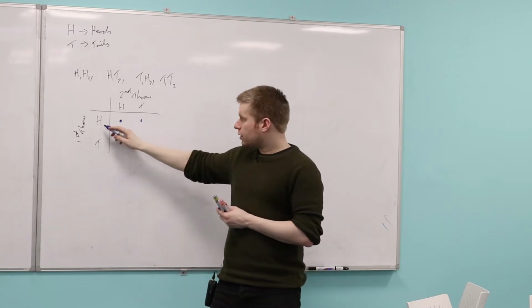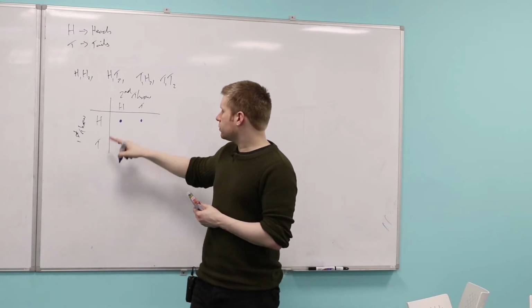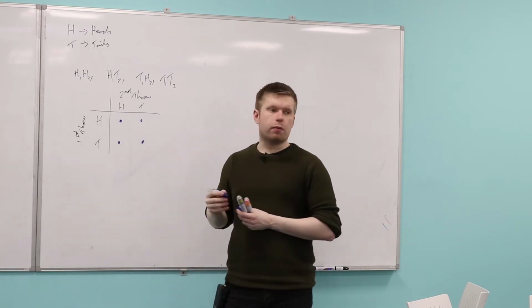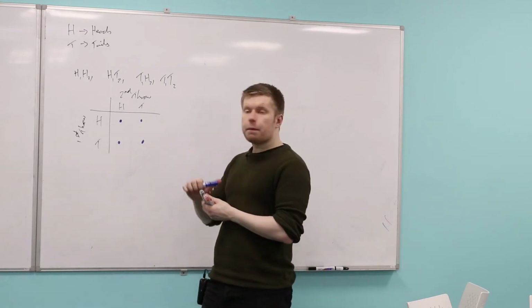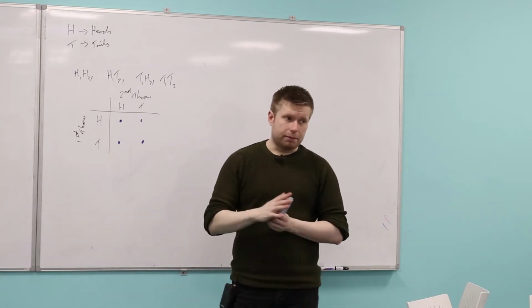Heads and tails. Heads on the first throw, tails on the second. What would this dot here represent? Tails and heads, tails on the first, heads on the second. What does this dot here represent? Tails and tails. Absolutely right. Does that make sense to everyone? Okay, so this is fine.